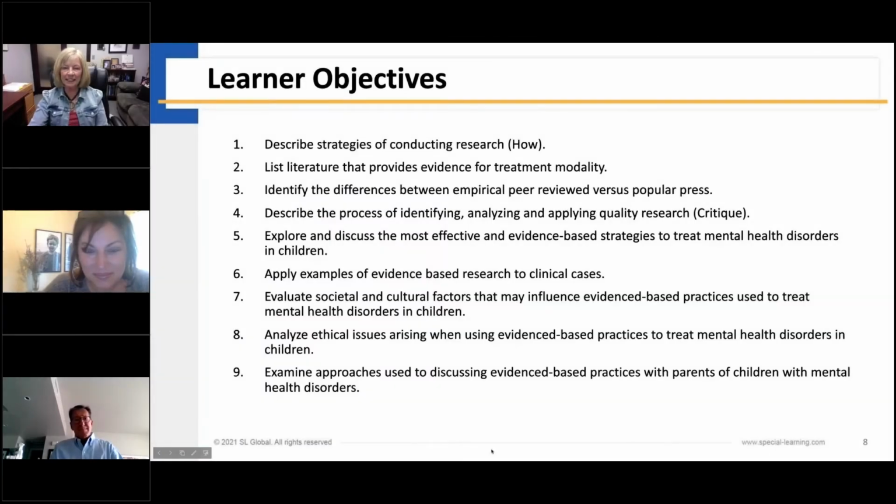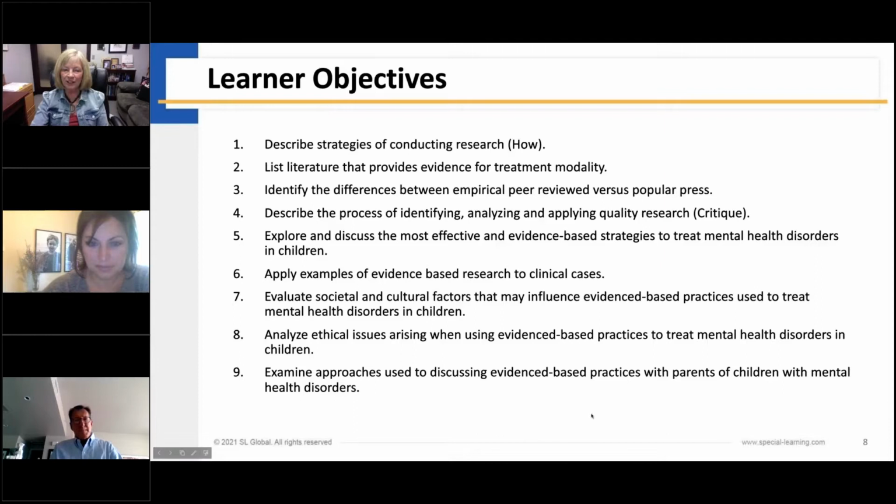Throughout the next couple hours, we'll be describing strategies of conducting research, so sort of the how. We'll list literature that provides evidence for treatment modalities. We'll identify the differences between an empirical peer-reviewed resource versus popular press. And we'll describe the process of identifying, analyzing, and applying quality research, so the critiquing part of evidence-based practice.